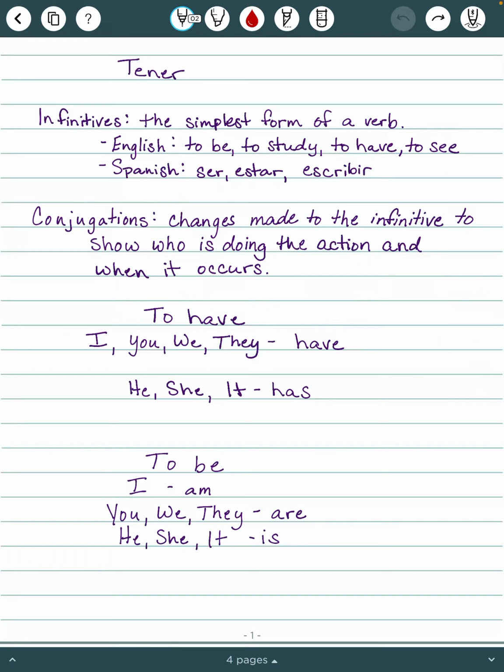Hola, estudiantes. Today we're talking about the verb tener. This verb means to have. It's a very useful verb in Spanish. So before we get started, we need to talk about a couple of grammar terms.